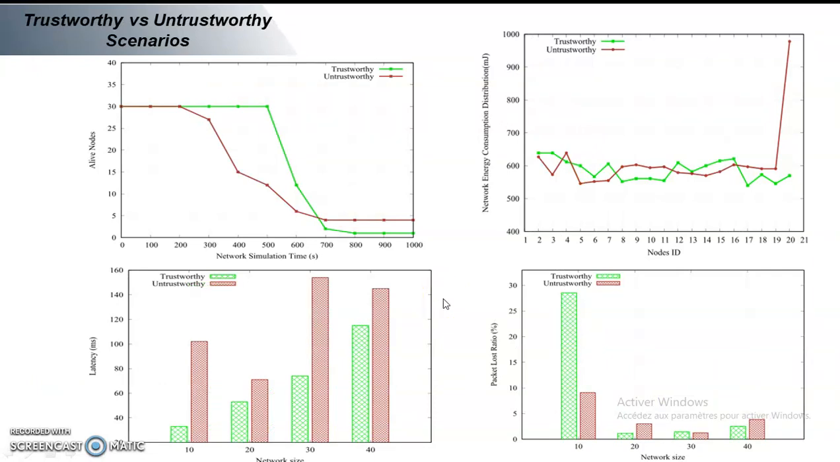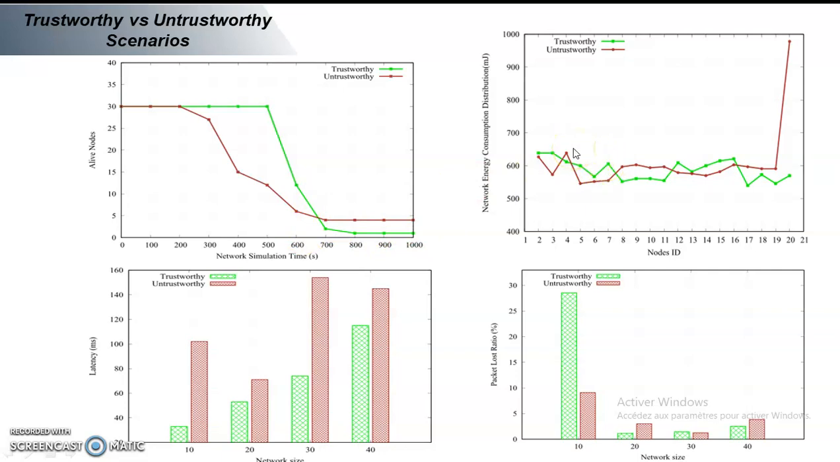Starting with 30 nodes for both trustworthy and untrustworthy environments, it's noticed that the nodes in the trustworthy environment keep running for a long time before spending all their energy, as illustrated in this figure. Some nodes in trustworthy environments spend all their energy after 600 seconds of communication in the network toward one node. However, the nodes of untrustworthy scenarios lose their first node at an earlier time, after just 200 seconds, from 30 nodes toward 4 nodes, including the malicious node here.